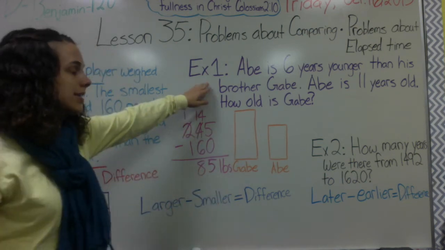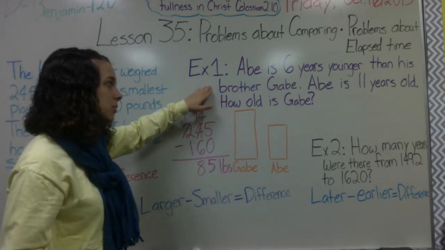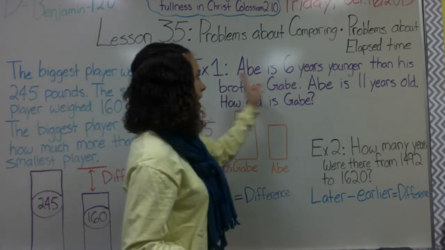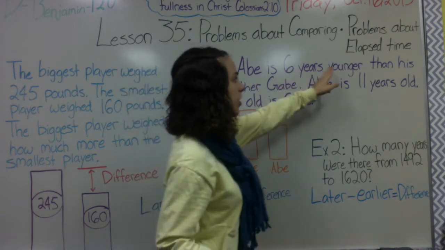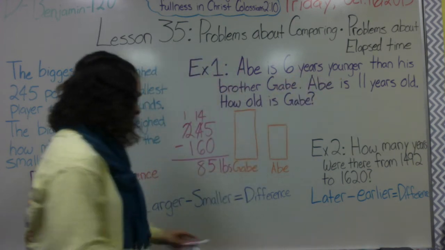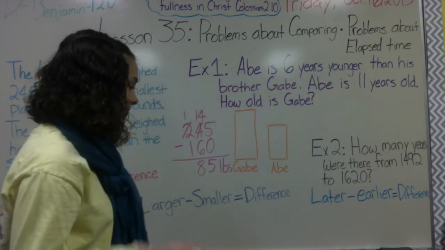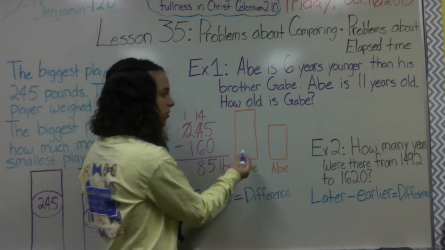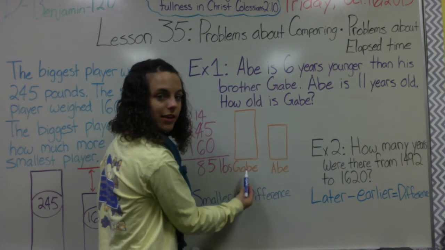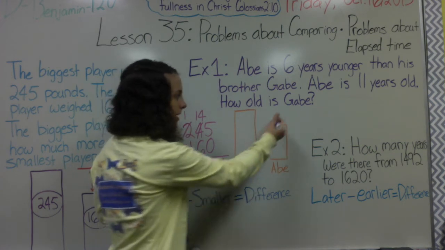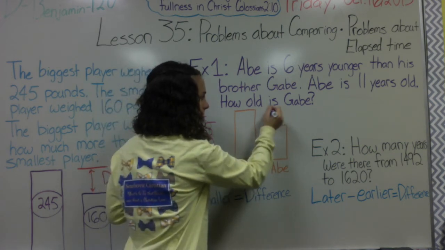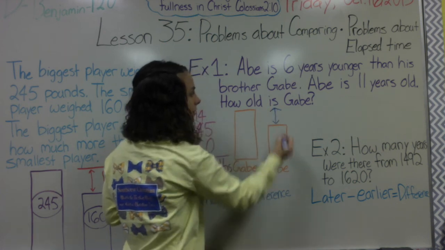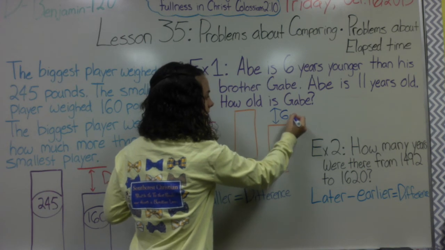So with this one, it says Abe is 6 years younger than his brother Gabe. Abe is 11 years old. So it tells us information really about Abe, but he is 6 years younger. That's a comparing. He's 6 years younger than his brother. That's the difference. So how old is Gabe? So I set it up, again, using rectangles of Gabe and Abe. It's a little bit of a tongue twister. And I know in between here that my difference is 6 years.